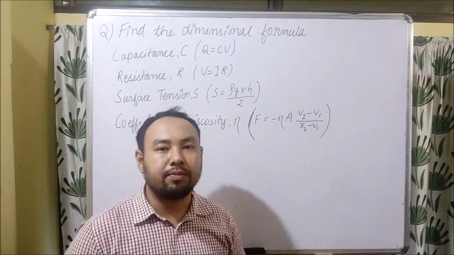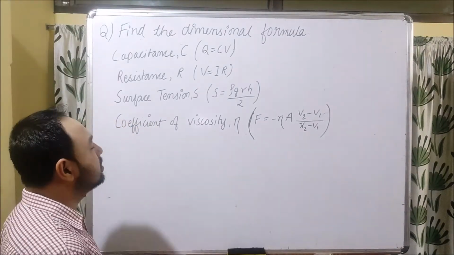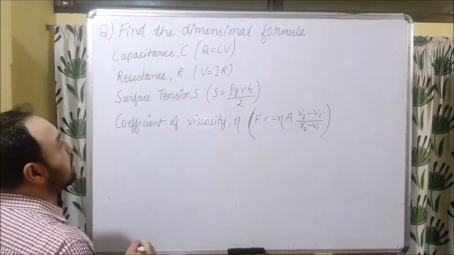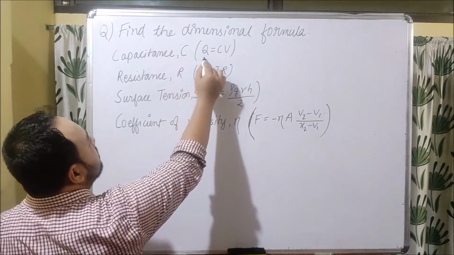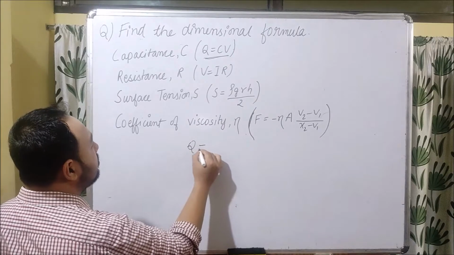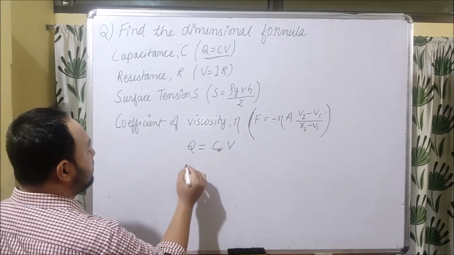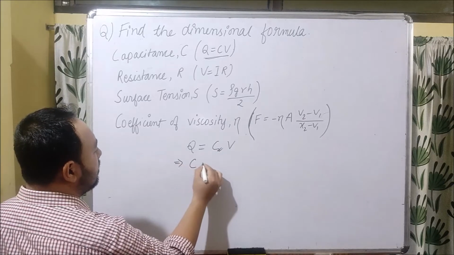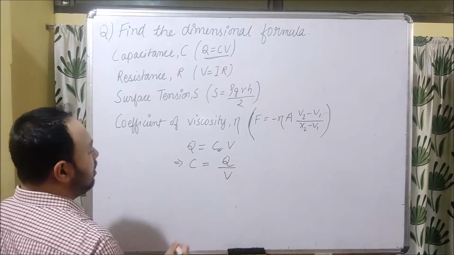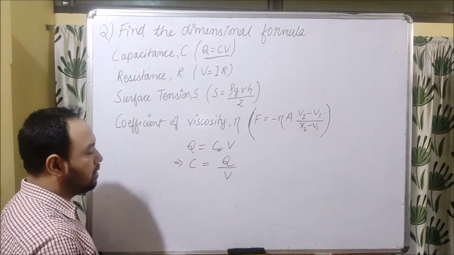So we will find out the dimensional formula for some more physical quantities which are important for your class 11-12 syllabus. So first we will find out about capacitance. So capacitance, this relation is already given. Q is equal to C into V, where C is the capacitance. So you can get C is equal to Q by V, where Q is the charge and V is the electric potential.